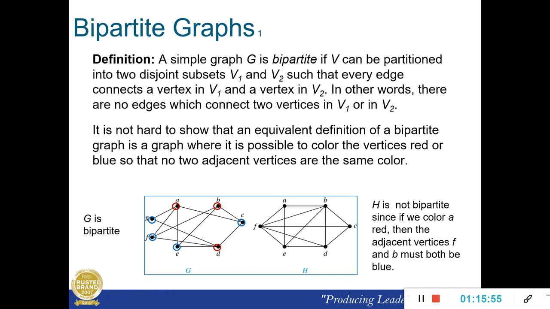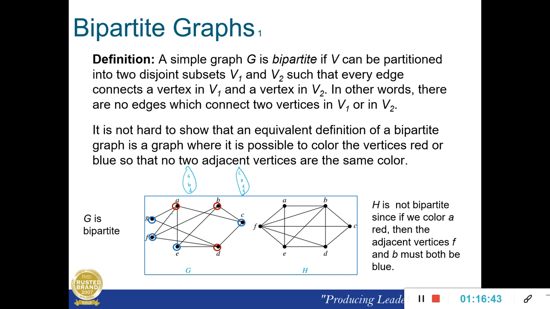Let's say you have this one. This is A, B, and D, and this one is G, F, E, and C. Bipartite means you can separate into two groups, where the vertices in group one are all connected to vertices in group two, and no vertices in the same group have edges between them. So A cannot have an edge with B, B cannot have an edge with D, A cannot have an edge with D, and so on.